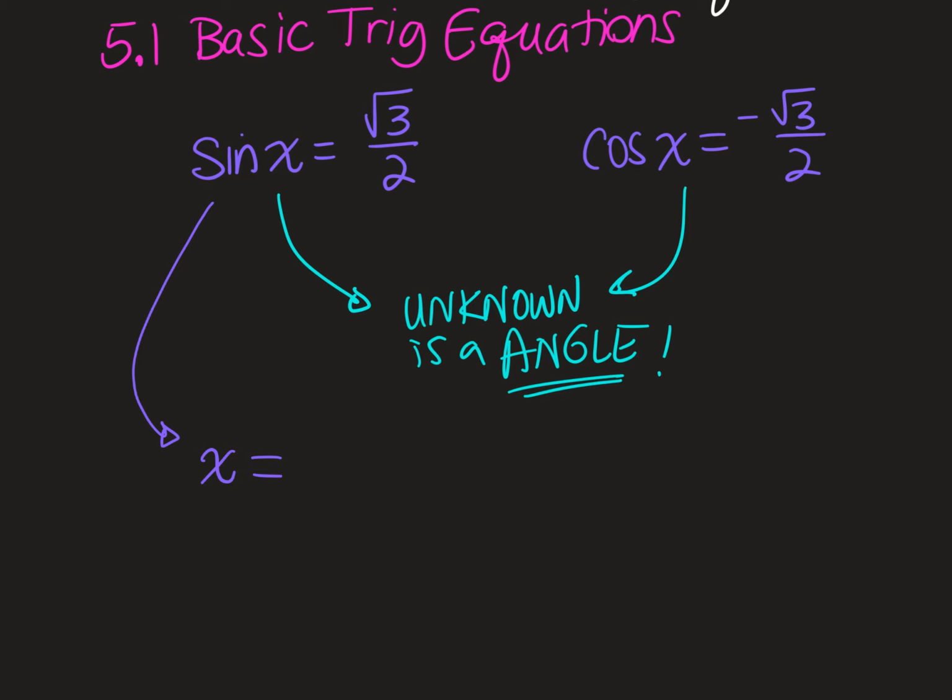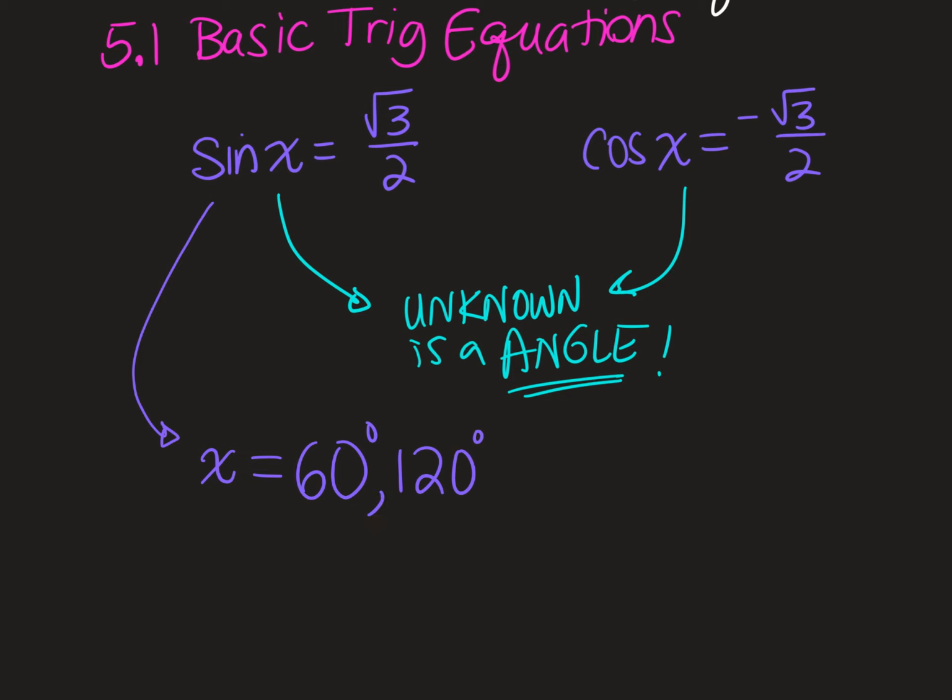60 and 120. Okay, good. So you have 60 degrees. That's the first angle in quadrant 1. And then also in quadrant 2, we know because of All Students Take Calculus that in quadrant 2, sine will be positive as well. So we have to find the angle in quadrant 2 that has the reference angle of 60 degrees, and that's 120 degrees. So those are our two angles in degrees.